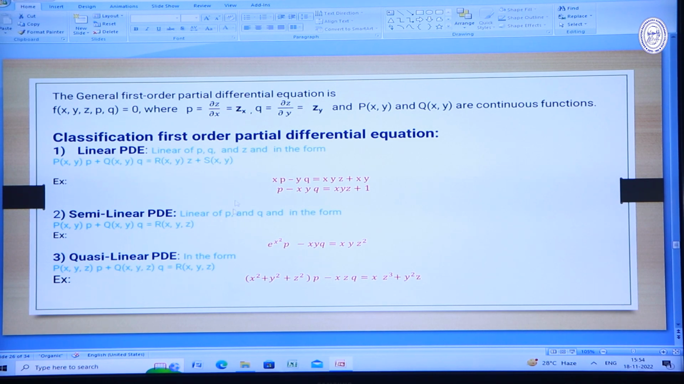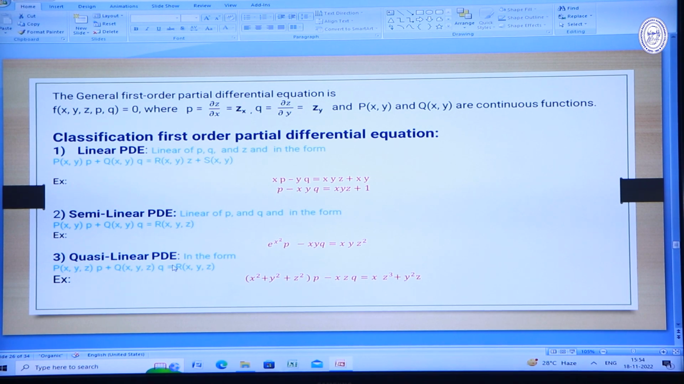Linear partial differential equation: linear in p, q and z, in the form shown. For example, this is linear, here p and q and z are linear. So, this is a linear partial differential equation. Semi-linear partial differential equation: linear in p and q, in the form shown. This is an example of a semi-linear differential equation, here only p and q are linear, but z is non-linear.